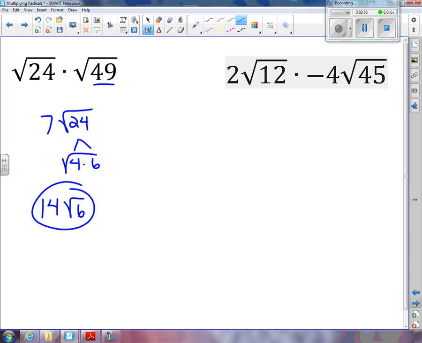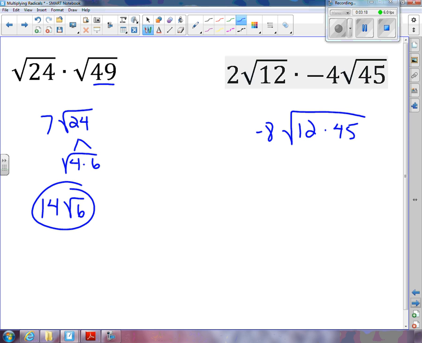Now, let's try to do this example. So here I have, it's a little bit different because there's a number on the outside of the radical to begin with. So before we even worry about what's inside the radical, let's combine the numbers on the outside of the radical. So this expression can be simplified to negative 8 times the square root of 12 times 45 on the inside. Now if you want to multiply 12 times 45 together, that's fine.